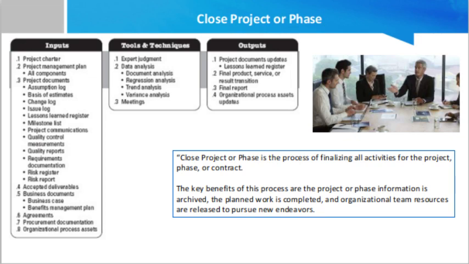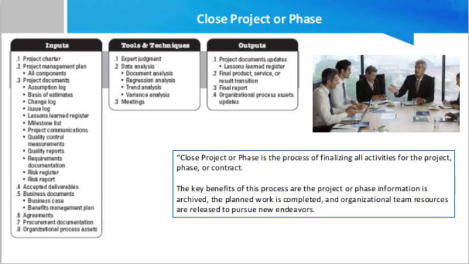The output includes the project document updates. All project documents may be updated and marked as a final version as a result of project closure and archived in the organizational record management plan. Final product, service or result transition. A product, service or result once delivered by the project may be handed over to a different group or organization that will operate, maintain and support it throughout the life cycle.